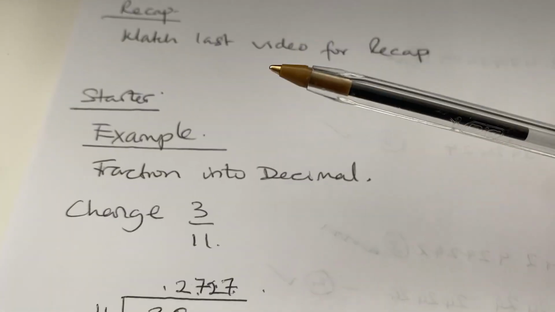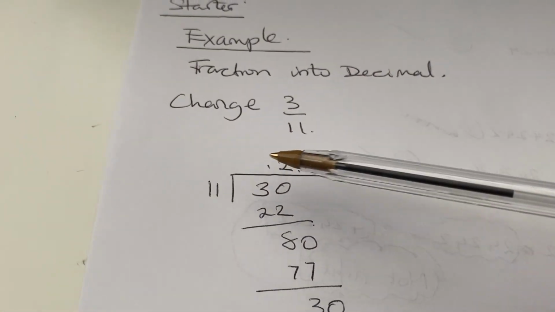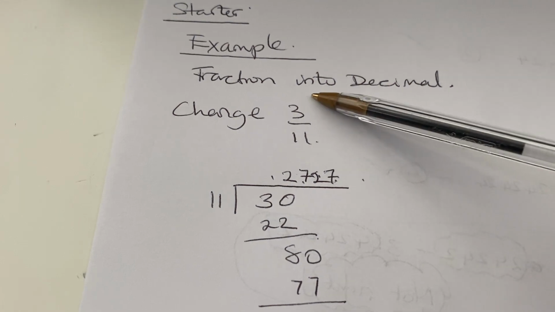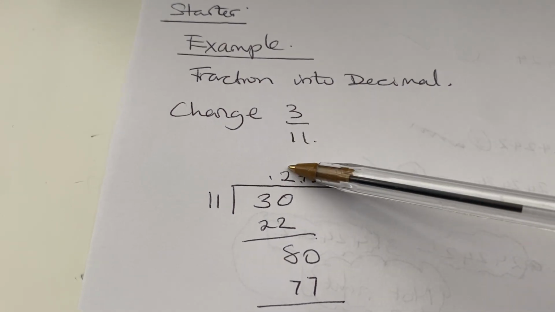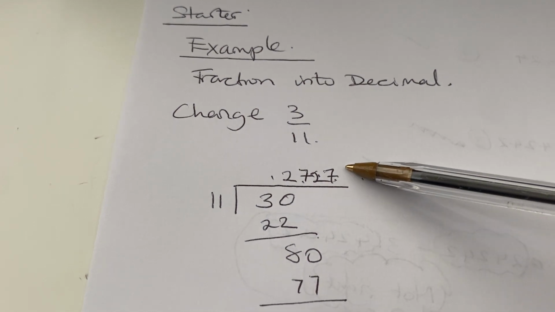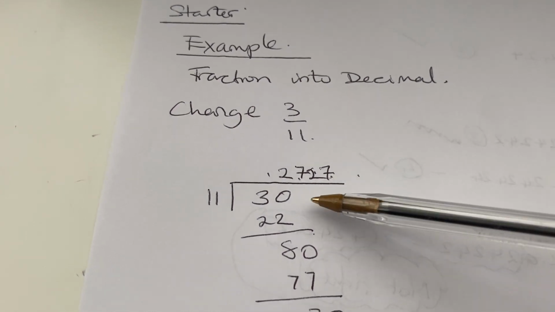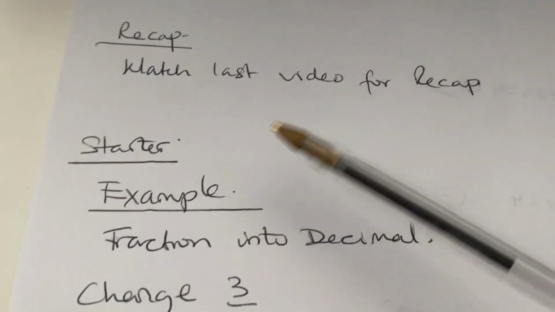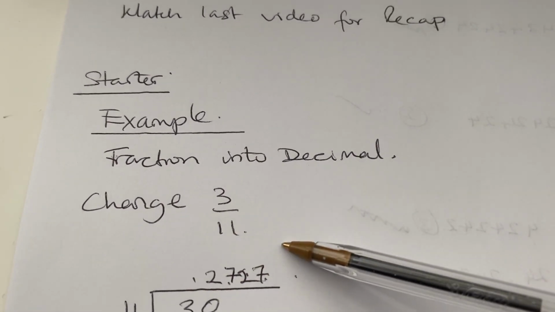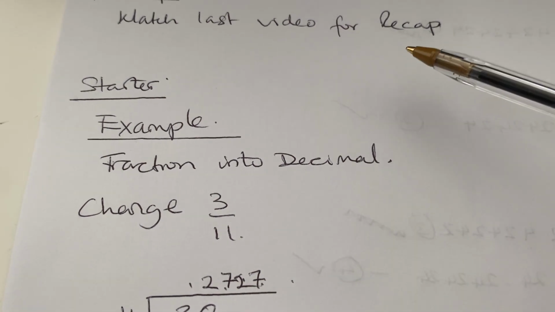Okay, this is math. So for instance, this is 3/11, a fraction. That is 0.2727. So if you hear something like 0.727, go by the notes.